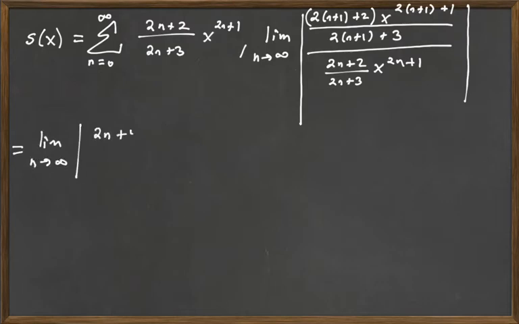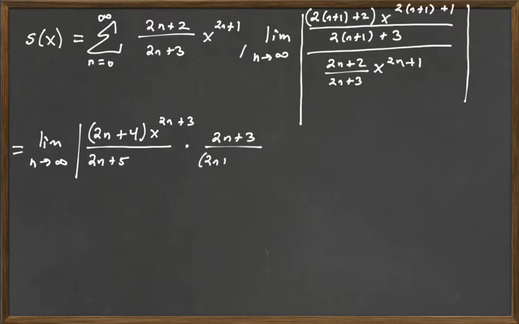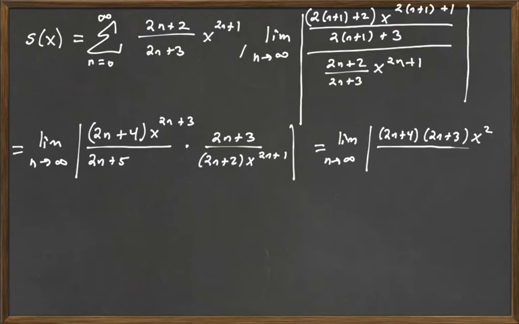So it's going to be 2n plus 4 x to the 2n plus 3 divided by 2n plus 5, and we're going to flip the dividing fraction. So it's going to be 2n plus 3 over 2n plus 2 x to the 2n plus 1. And we're going to simplify this down some more. So that's going to give us 2n plus 4, 2n plus 3, x squared over 2n plus 5, and 2n plus 2.